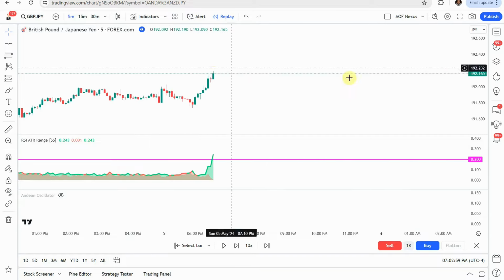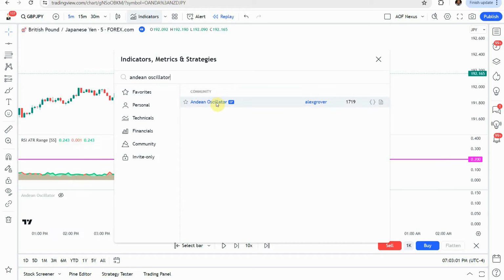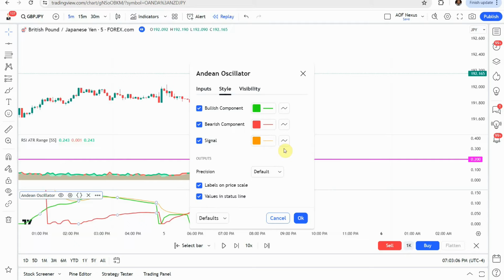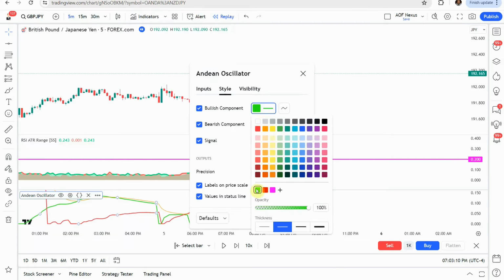Okay, so now that that is said, let's go ahead and move on to the next indicator. That's going to be the Andean oscillator, this one right here. Go ahead and click on that and add it to the screen. We're going to jump into the settings, and what we're going to do is change the bullish component to a more vibrant green.